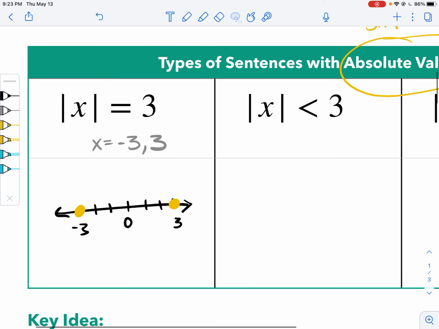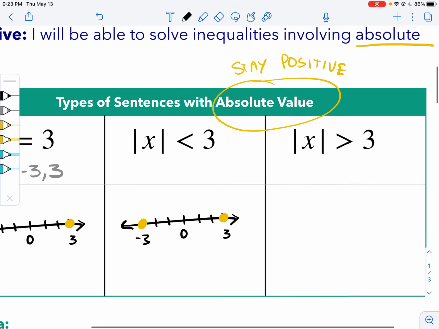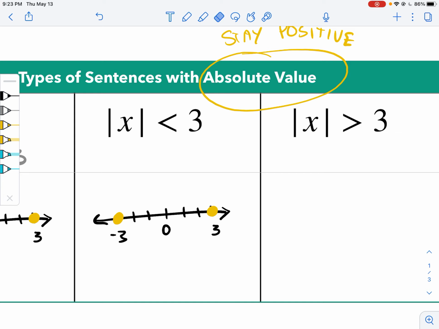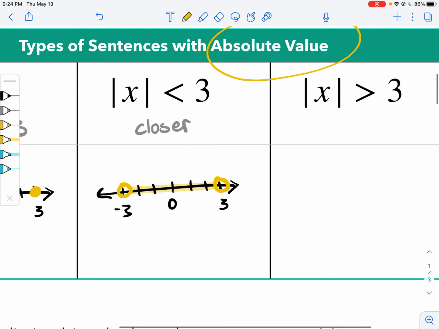Cool. But what if you have, I should have made these all less than or equal to. I'm going to do that. No, I can do open circles. Here we go. So what if their absolute value is less than 3? That means they are closer to 0 than 3 is. So it's going to be all of these guys in the middle here. This is going to be an AND statement. So we say that x is between -3 and 3.